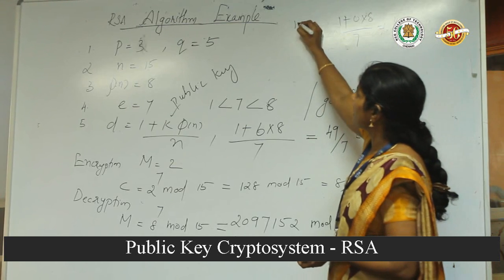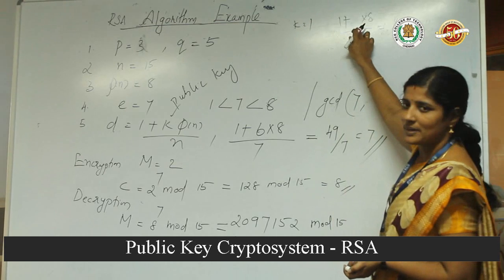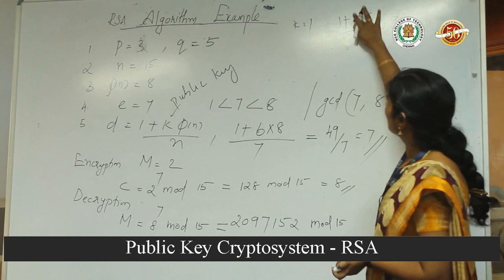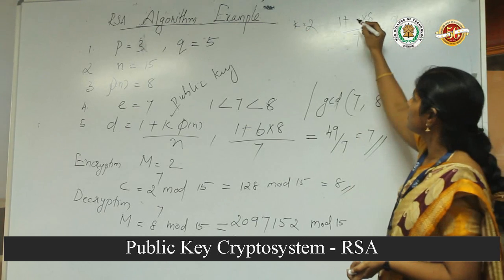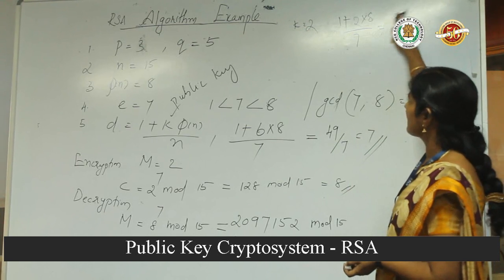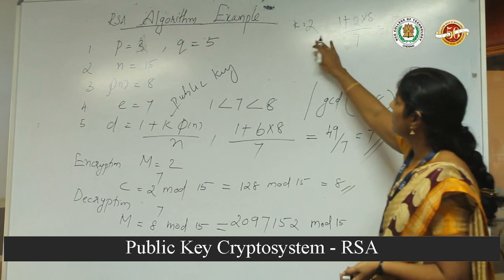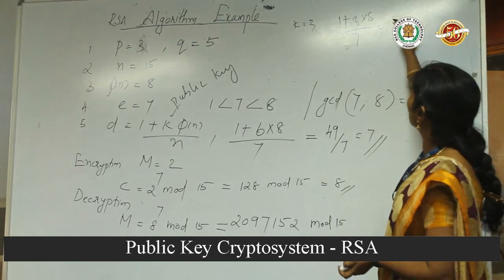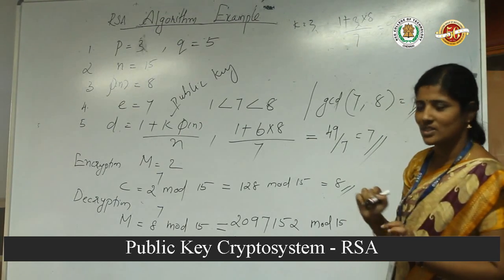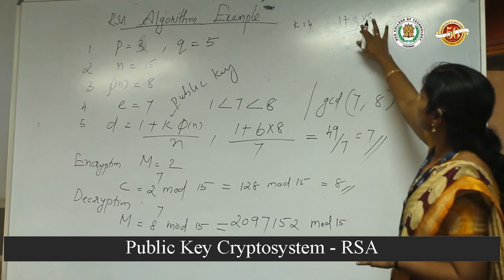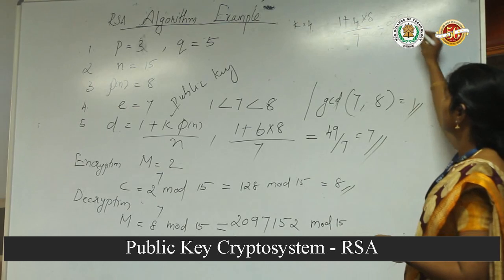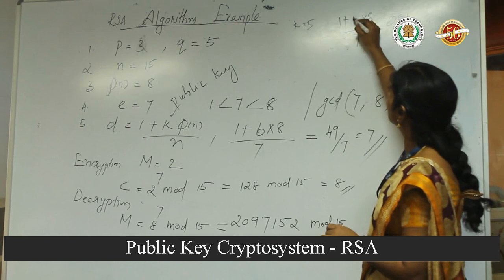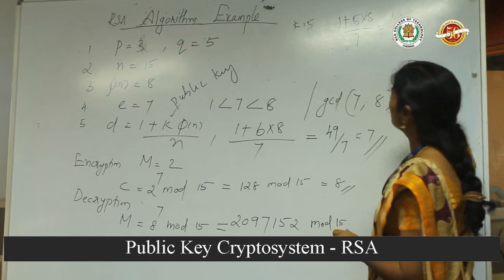Next iteration, put k value as 1. So again it will be 1 plus 1 into 8, then you will get 9 by 7. Here also you get a fraction. Now change the value of k. Put k equal to 2. So 2 into 8 is 16, plus 1 is 17. 17 by 7 is not satisfied. Then k becomes 3, giving 25 by 7. This is also not satisfying. Next, k becomes 4, so you will get 33 by 7. Not satisfying. Then k becomes 5. So 8 into 5 is 40, so 41 by 7. This is also not satisfying.